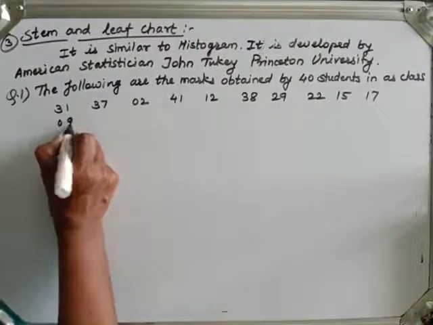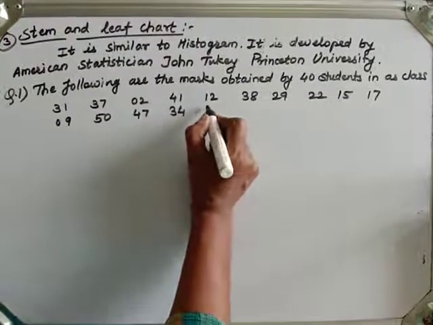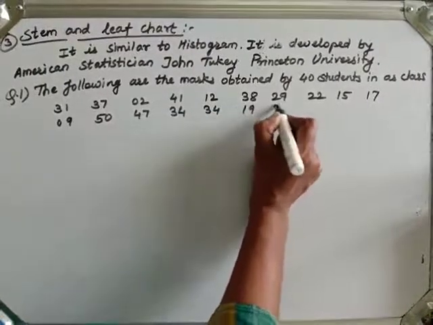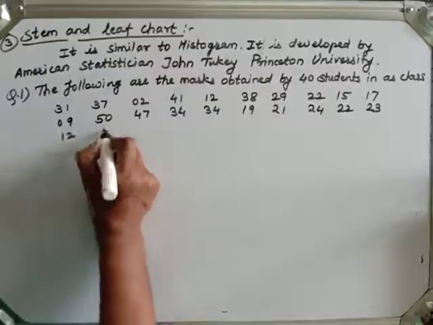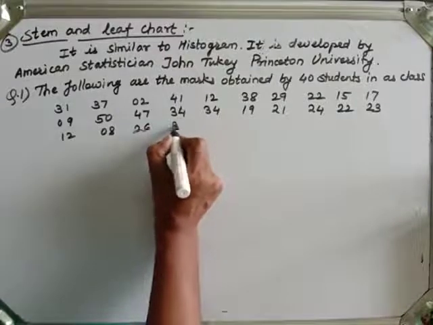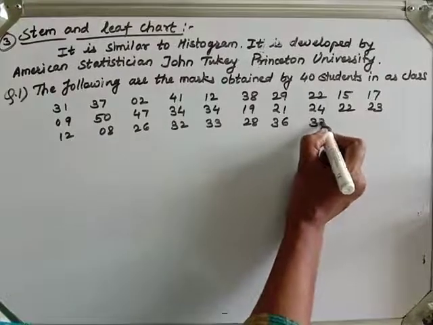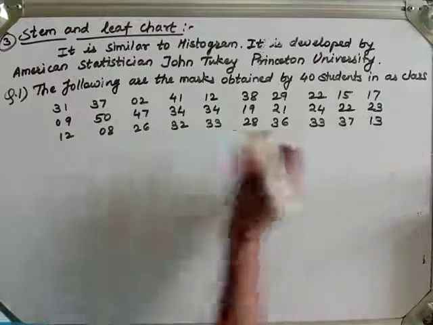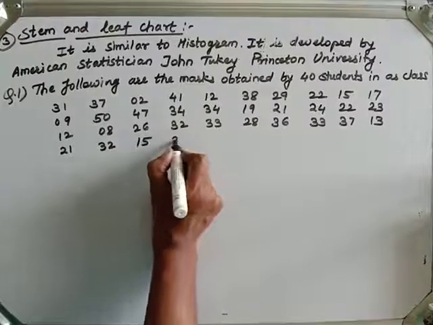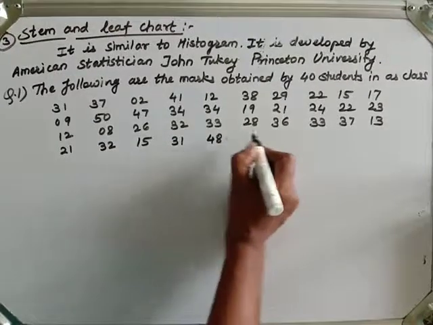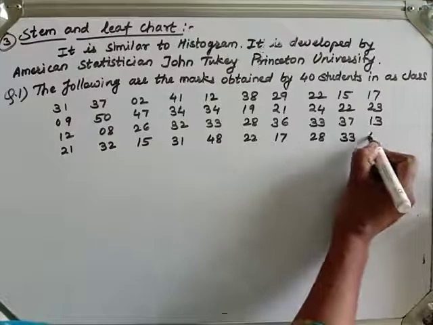Next, suppose 9, 50, 47, 32, 34, 19, 21, 24, 22, 23, 12, 8, 26, 32, 33, 28, 36, 33, 37, 13, then 21, 32, 15, 31, 48, 22, 17, 28, 33, 49.